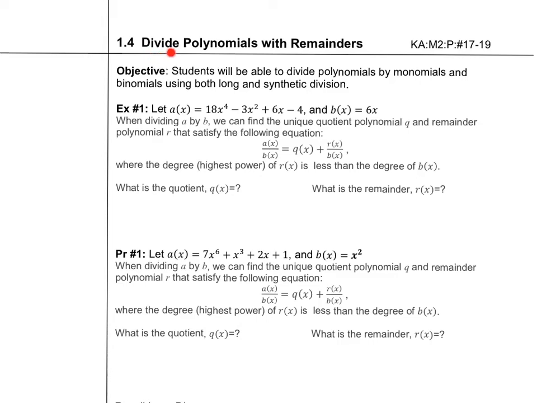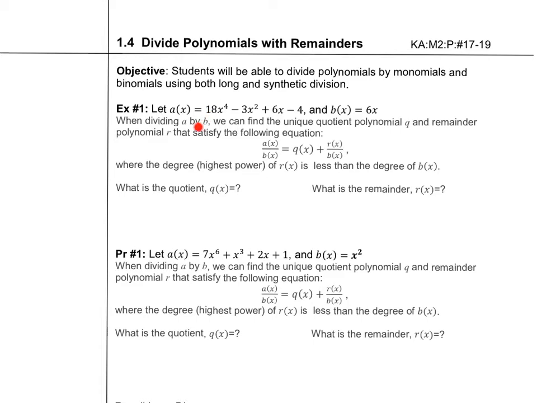All right, 1.4, divide polynomials with remainders. So we're going to talk about how to do this. We're going to do some simple ones first, and then we're going to get into long division with polynomials, which is pretty interesting. All right, objective: students will be able to divide polynomials by monomials and binomials using both long and synthetic division. But let's talk about an easy one first.